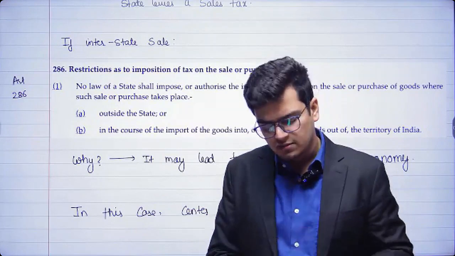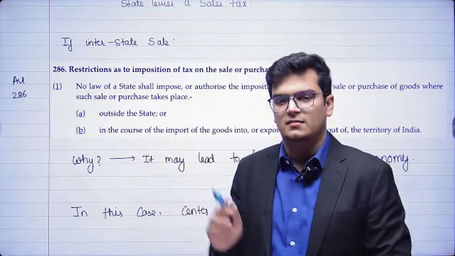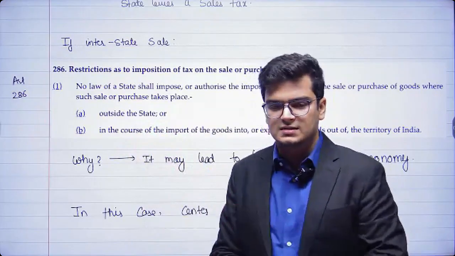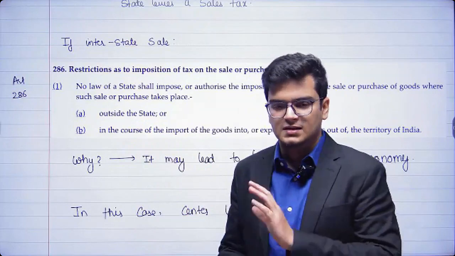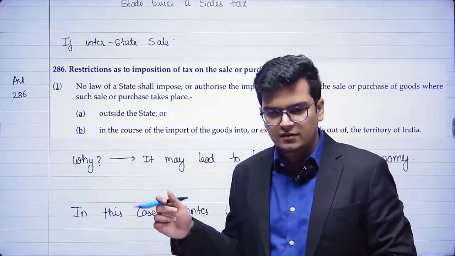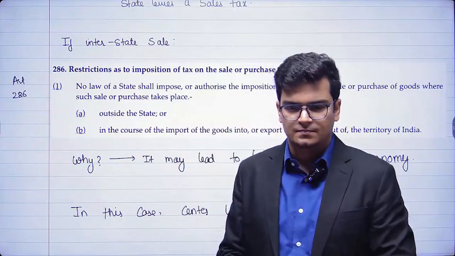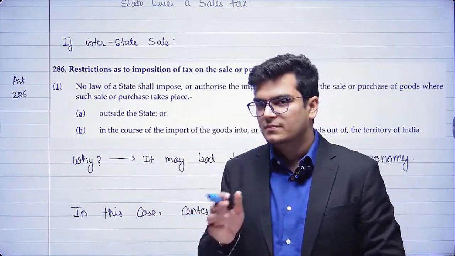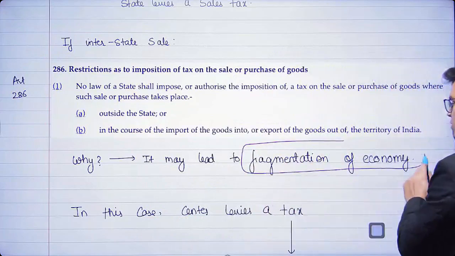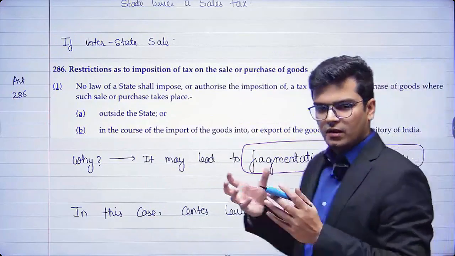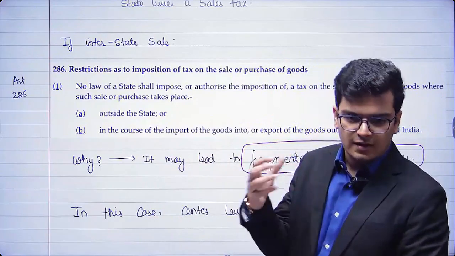So it is possible that Haryana government says that if a good is coming from Rajasthan, we will levy 20% sales tax. If a good is coming from UP, we will levy 15% sales tax. Good is coming from Madhya Pradesh, we will levy 40% sales tax. What will this create? This will create a fragmentation of the economy. India will not have a unified economy. India's economy might get fragmented.